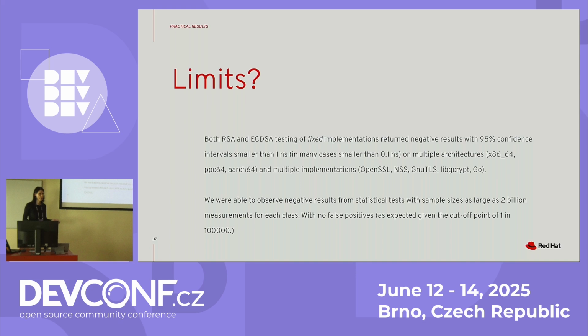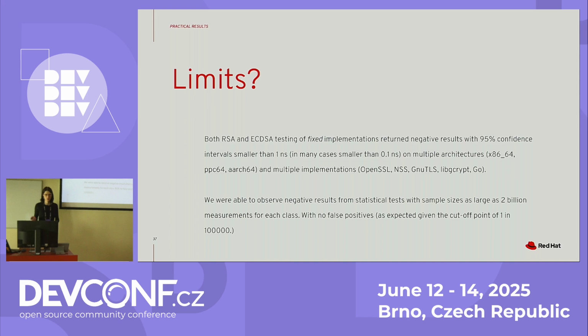And as expected, since the data was collected in an independent way, even for very large sample sizes, like 2 billion measurements for each class, we have not found false positives, because we use a cutoff point for the p-value of 1 in 100,000. So for this kind of sample, we would have to perform around 100,000 measurements to actually start seeing false positives. Given that we have tested just a few dozen implementations, not seeing false positives is very much expected.